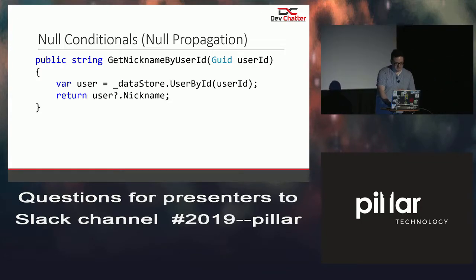Well, the problem is our previous code had us returning an empty string if that value was null. So we're going to add the null coalescing operator on here as well. And then it says, hey, if user is null, then make sure that nickname is null as well, is essentially what it does. And then the 2 question marks there is called null coalescing. And that says, if the left-hand value is null, use the right-hand value instead. So in this case, we said, if user's null, we return null. Otherwise, we return an empty string. Works just fine.